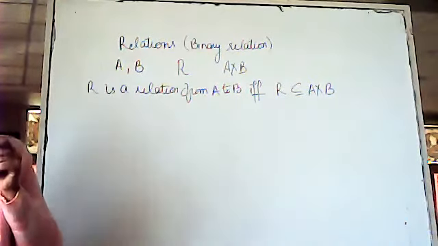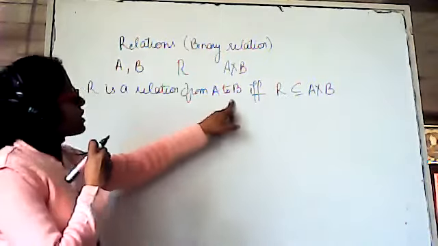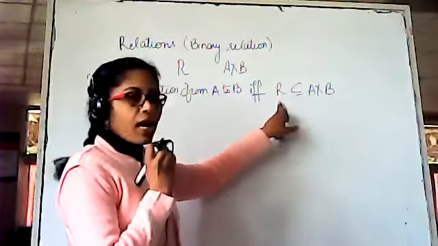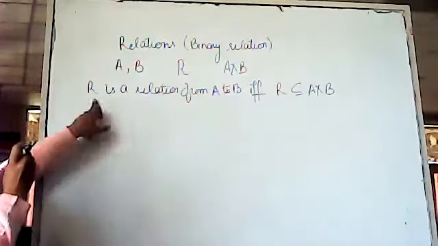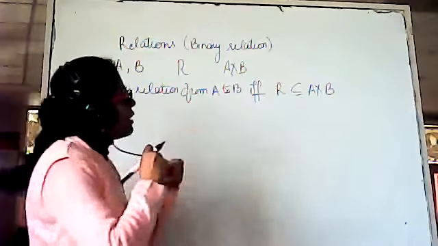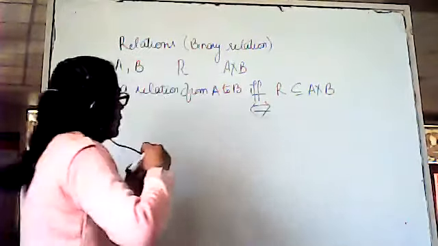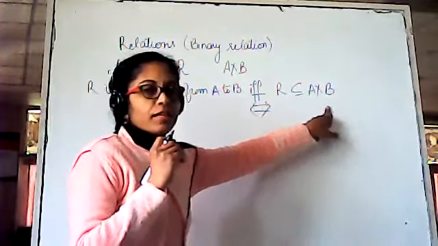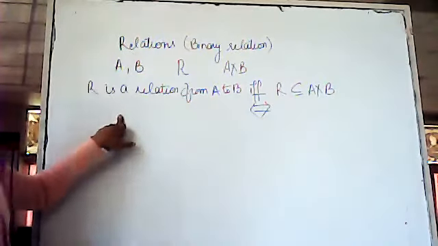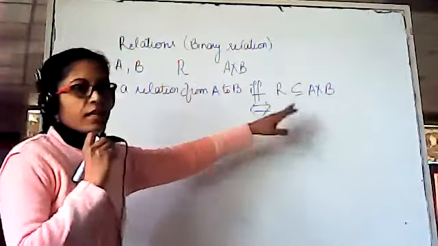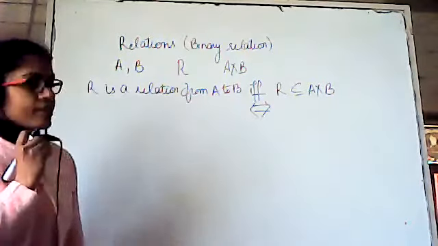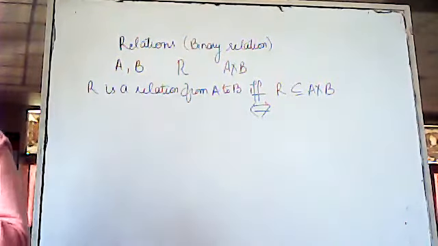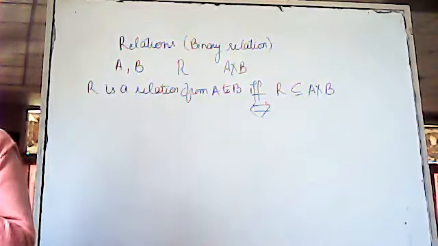What is the meaning of if and only if? If R is a relation from A to B, we can write R is a subset of A cross B. If we are having R as a subset of A cross B, we can write R as a relation from A to B. If and only if means both ways implies. इधर भी चलता है और इधर, ठीक है? So R is a relation from A to B if and only if R is a subset of A cross B.